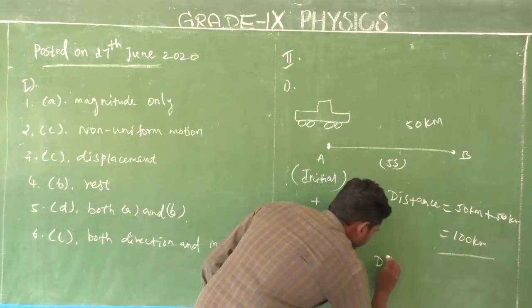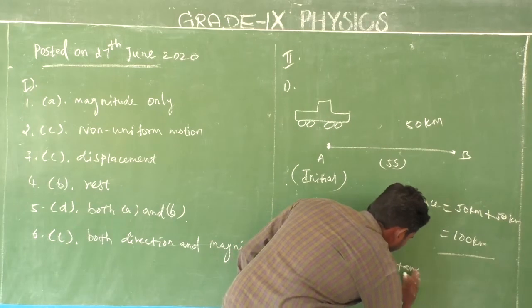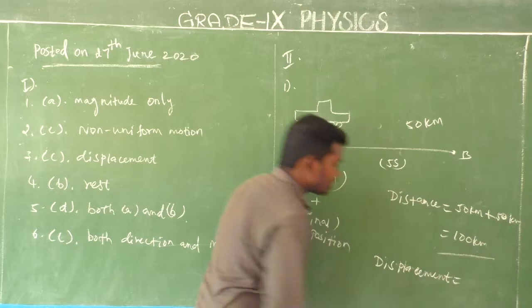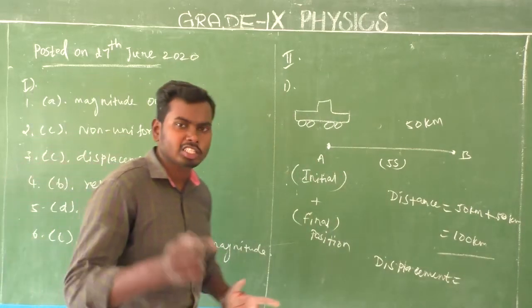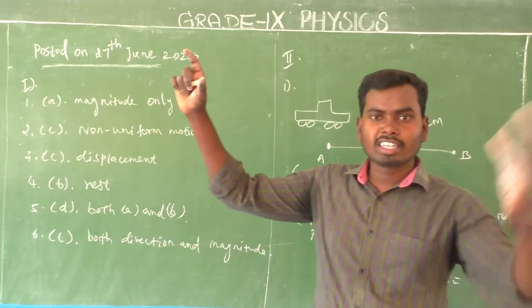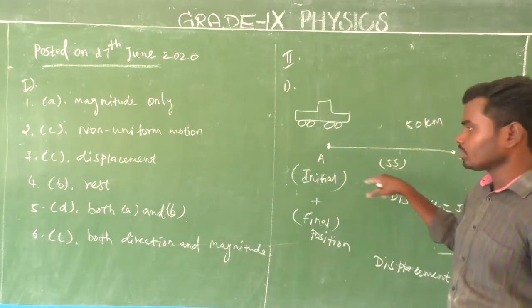What is displacement? Second one, what is that? That is displacement. What is displacement, sir? Already we know what is displacement. The shortest distance between 2 points, that is displacement. Mathematically we can write final position minus initial position. Which is the final position, which is the initial position.